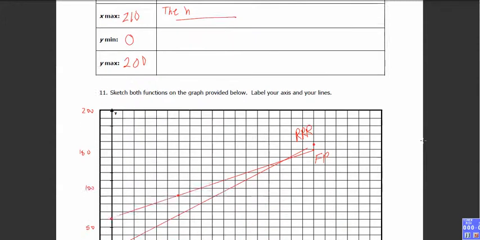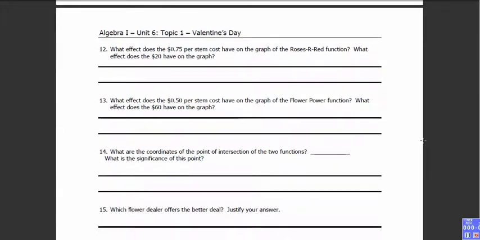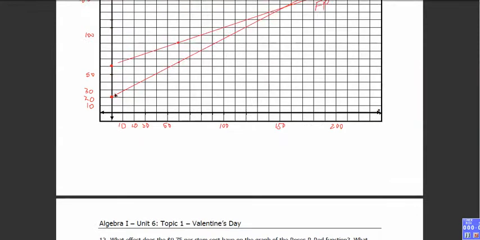All right, so let's go ahead and answer the last couple of questions. What effect does the 75 cents per stem cost have on the graph of the roses are red function? Well, it causes it to go up 75 cents for each rose. And so if it's going up 75 cents per rose, that's going to be the slope. Okay, what effect does the $20 have? Well, that's the starting point, right? If you look at your graph, the $20 is the y-intercept there. All right?